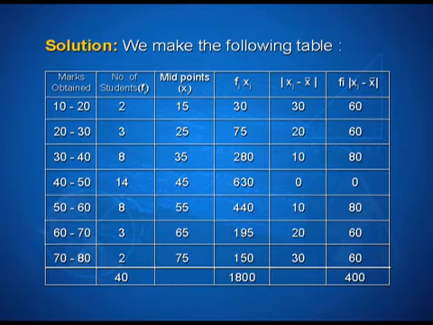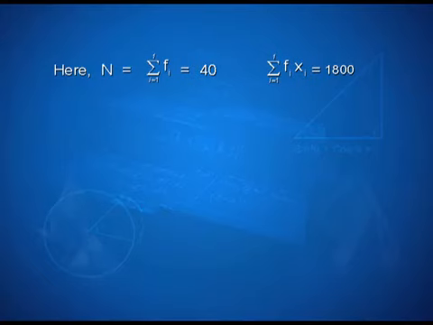Now let us look at the computation. Here n is equal to summation i ranging from 1 to 7 fi is equal to 40, summation i ranging from 1 to 7 fi xi is equal to 1800, summation i ranging from 1 to 7 fi into absolute values of xi minus x bar is equal to 400.